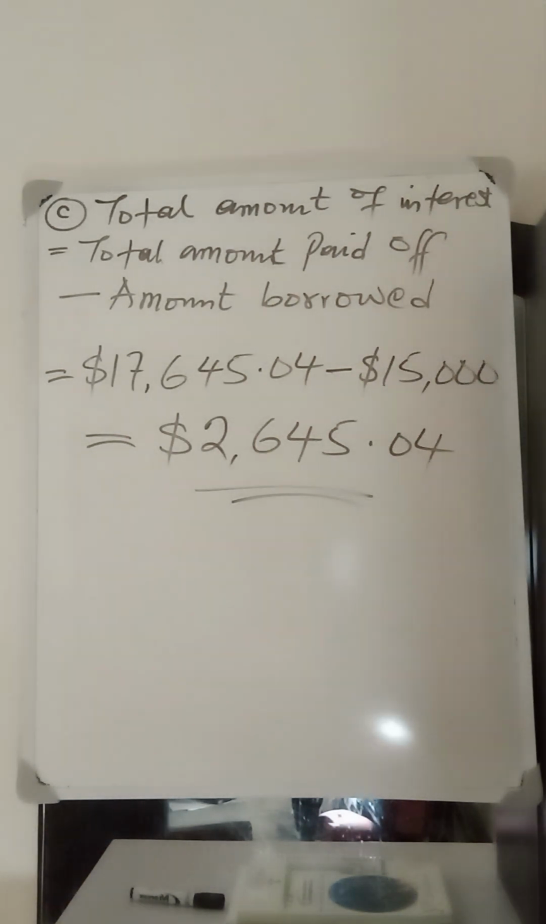Then for question C, total amount of interest accrued. This will be total amount paid off minus amount borrowed. That will be 17,645.04 minus 15,000. That will give us $2,645.04.